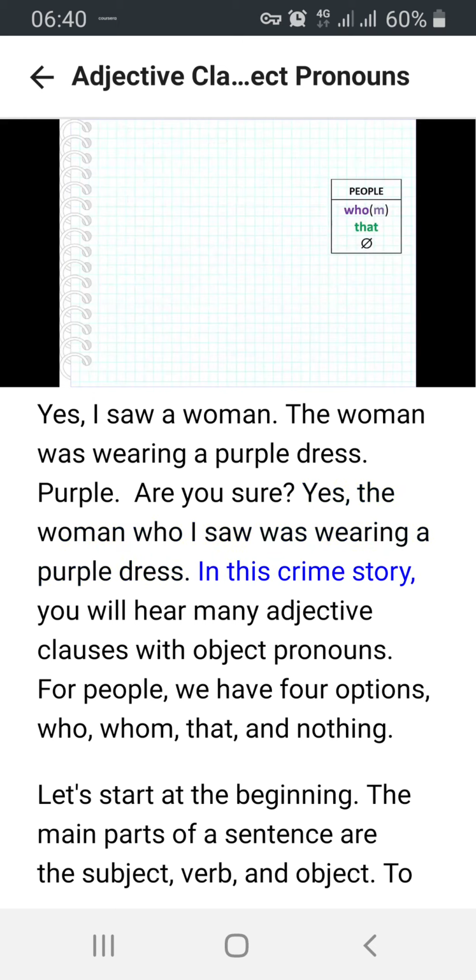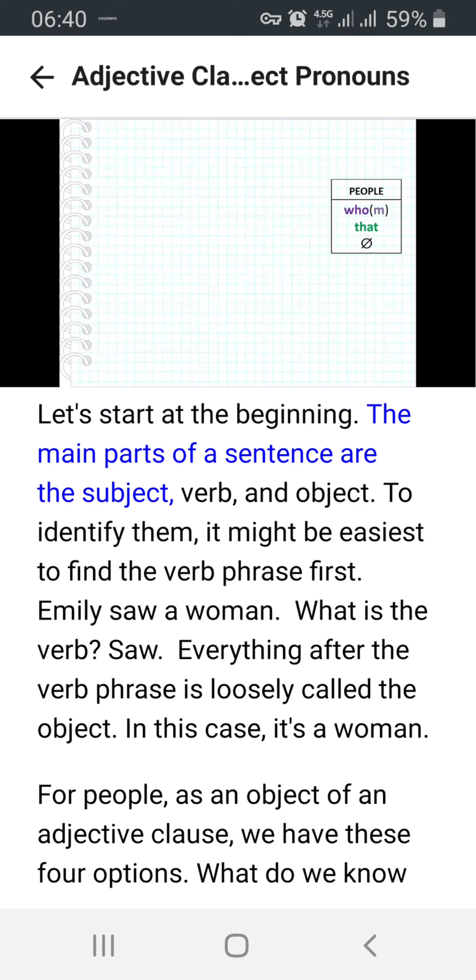In this crime story, you will hear many adjective clauses with object pronouns. For people, we have 4 options: who, whom, that, and nothing. Let's start at the beginning. The main parts of a sentence are the subject, verb, and object. To identify them, it might be easiest to find the verb phrase first. Emily saw a woman. What is the verb? Saw. Everything after the verb phrase is loosely called the object. In this case, it's a woman.